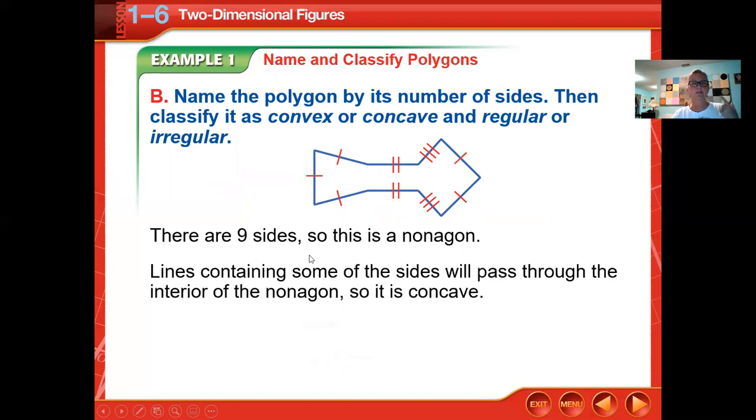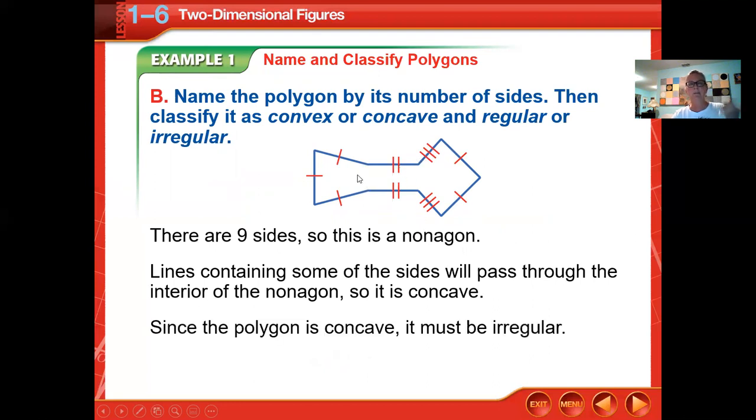Here's the technical definition, but I can see that this is like it caves in. So it's concave. And I might say, well, not all 9 sides are different lengths, so it's irregular, but also the fact that it's concave makes it irregular.